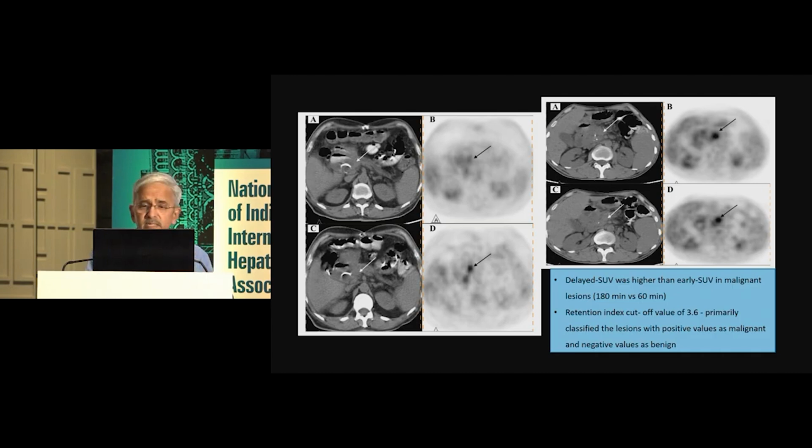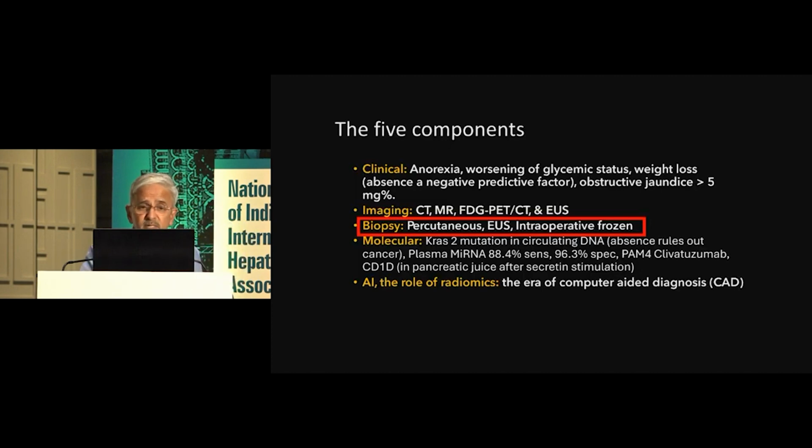Whereas if the retention index cutoff is 3.6, then it's more likely to be malignant. If it's negative, it's benign. So if it retains, then it's cancer. So FDG PET perhaps is useful even in the absence of metastasis. If there's metastasis, of course, it's a given.